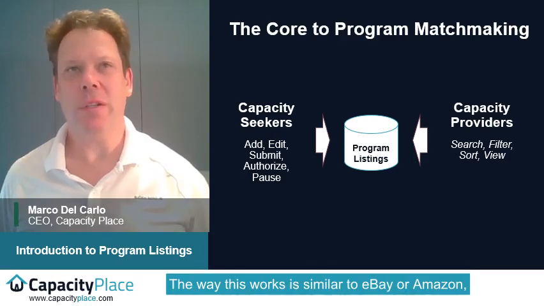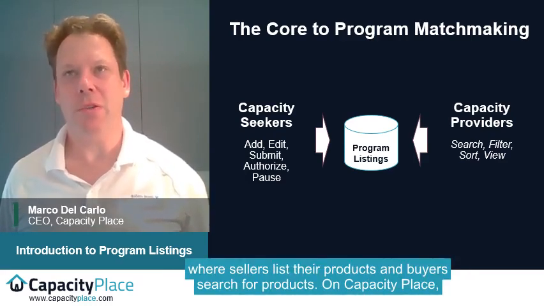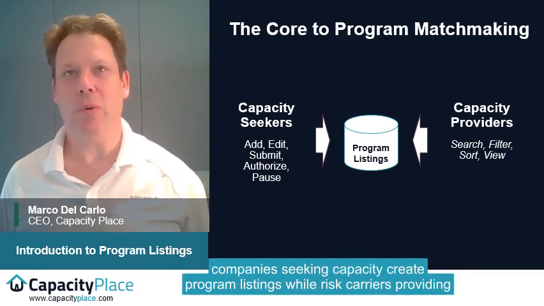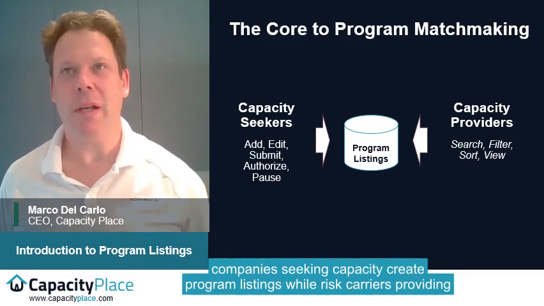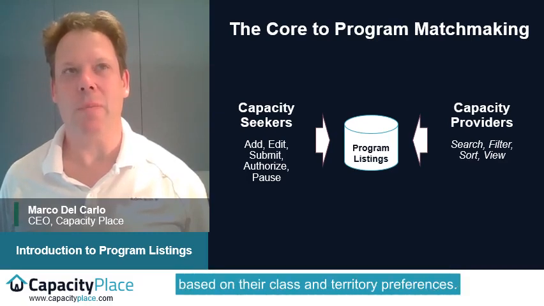Now, the way this works is similar to eBay or Amazon, where sellers list their products and buyers search for products. On Capacity Place, companies seeking capacity create program listings, while risk carriers providing capacity search and view program listings and are also recommended programs to view based on their class and territory preferences.